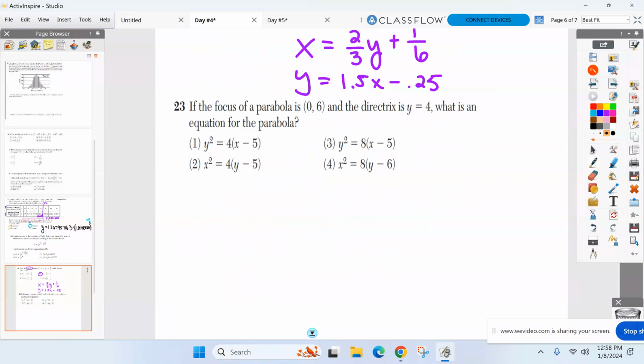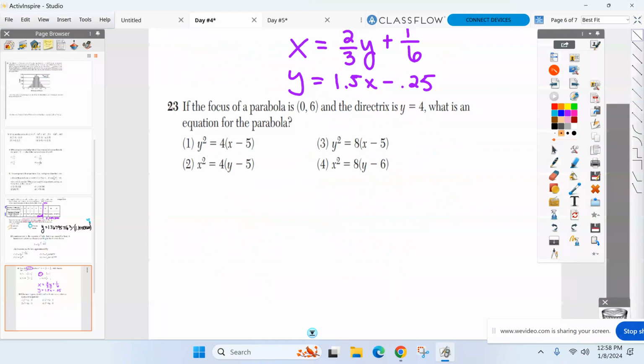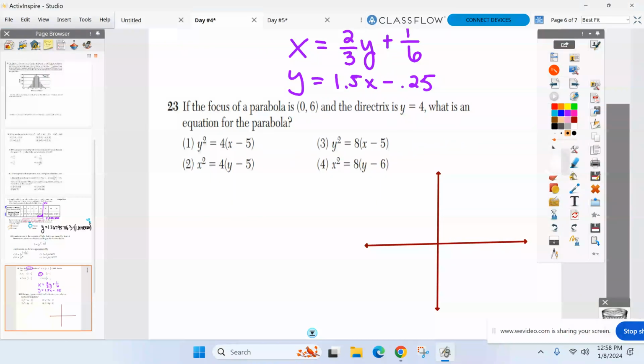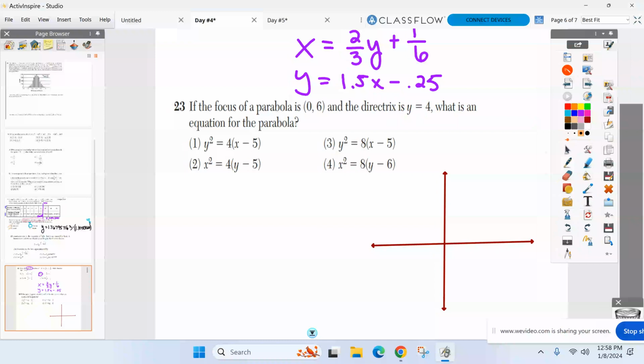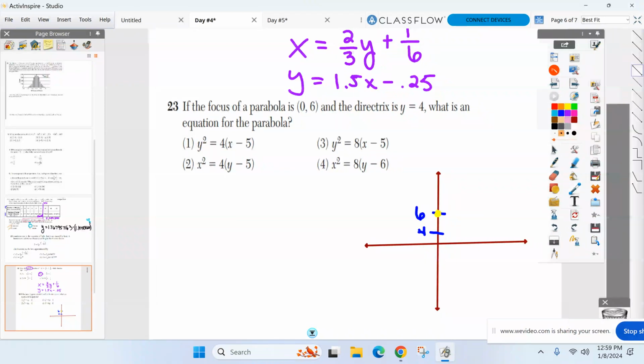Why do I say that? Probably a good idea to take a look at this one. You guys can just do yourself a quick sketch graph here. 0,6. Everyone knows where 0,6 is? Right here. There's the focus. Directrix is at y equals 4. Anybody remember what we talked about? Directrix is not a point. It's a line that the parabola never intersects.